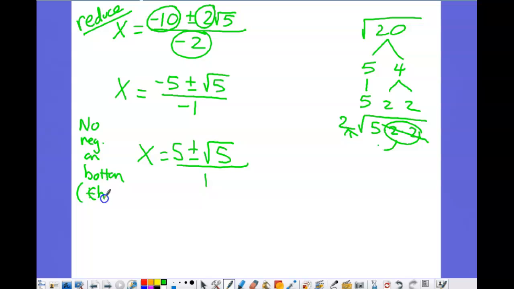Change sign on top and bottom. Change the sign on the top and bottom.